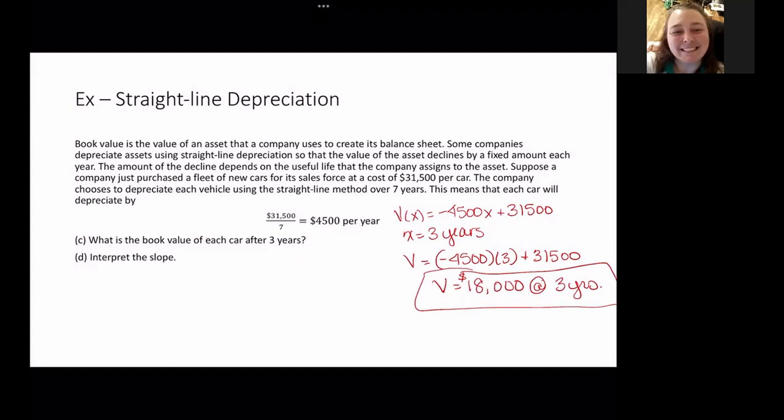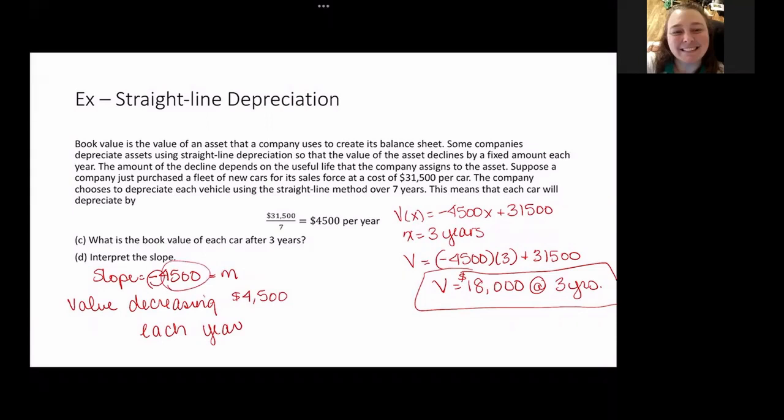So interpret the slope. The slope is the minus 4,500, which is our m. So basically what we're saying is that the value is decreasing by $4,500 each year. It's decreasing because it's negative, and it is the amount. Remember, we just said increasing, decreasing, and constant. Decreasing is negative, you're falling down the hill, so you're losing that much money.